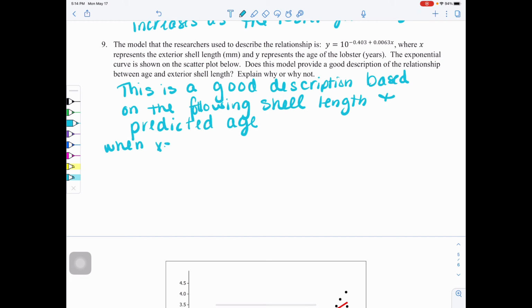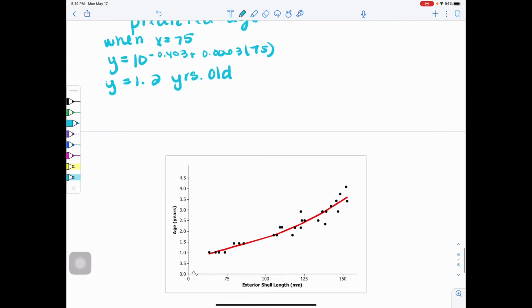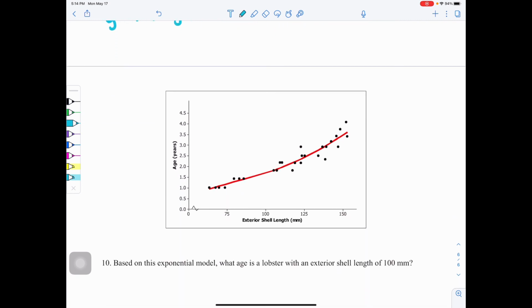Let's say when x equals 75. So when x is 75, I'm going to do this once just to show you what you would do. You would take that equation, and then in x's spot, we would put a 75, and that will go directly in your calculator. You would end up getting 1.2 years old. So let's go down and actually look at the diagram, or the scatter plot, I should say, and see if that matches up. So 75 is right here. If I follow that up, we are a little bit above 1 at 1.2, and that definitely fits the model.